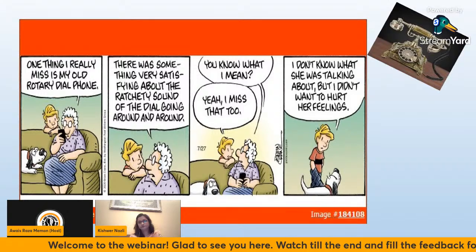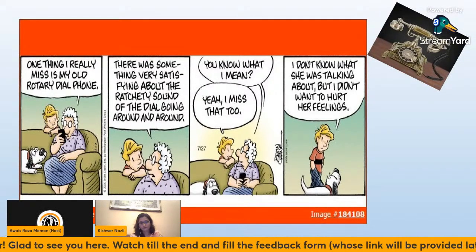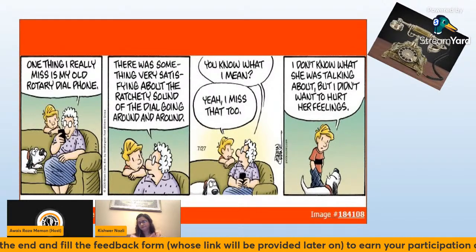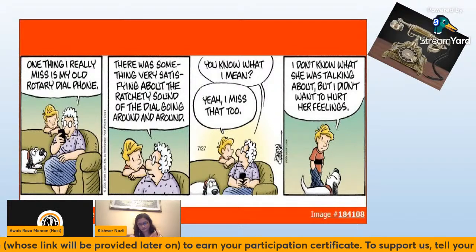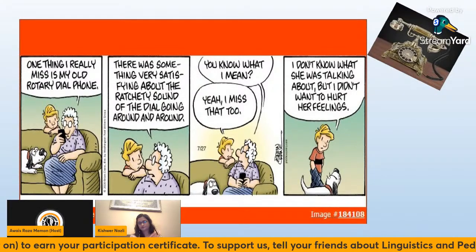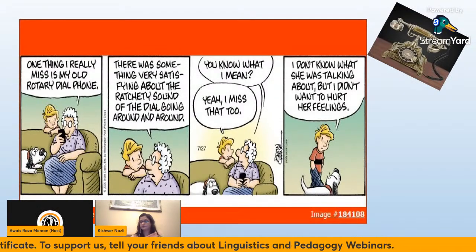All right. So as they are writing their comments, I will read out the picture so they might understand. In the first picture, it is written, "One thing I really miss is my old rotary dial phone. There was something very satisfying about the ratchet sound of the dial going around and around. You know what I mean?"